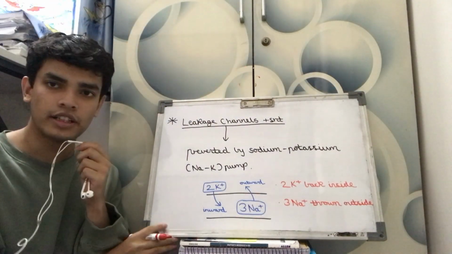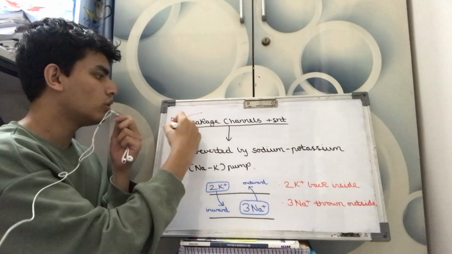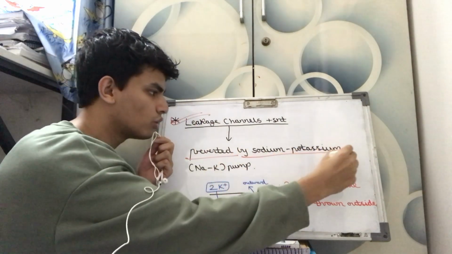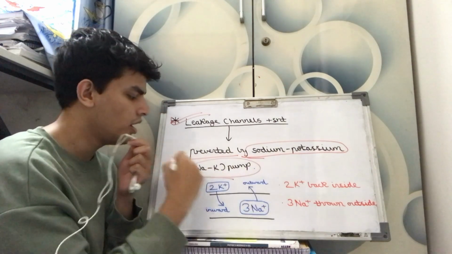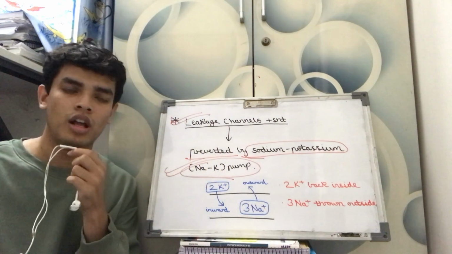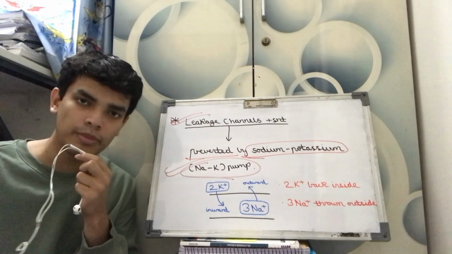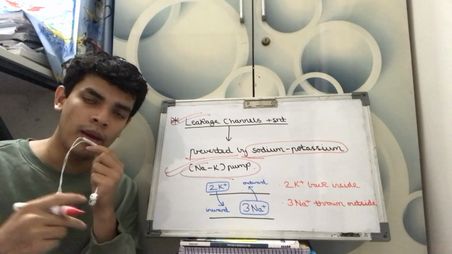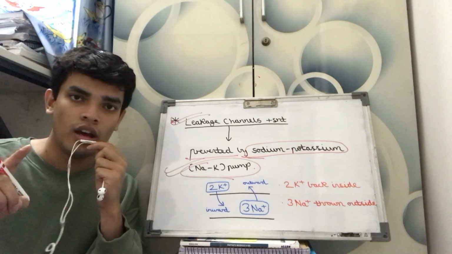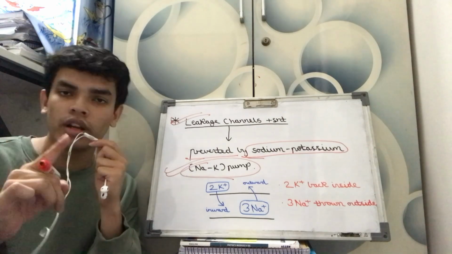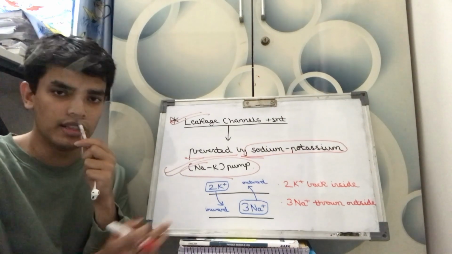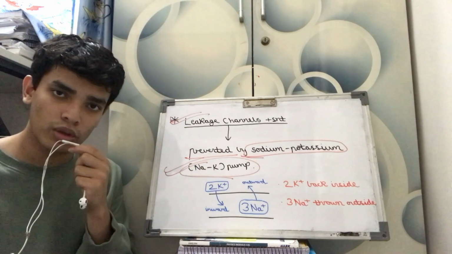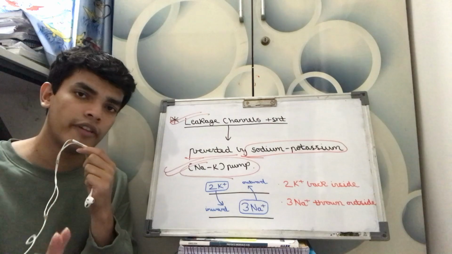Okay, I hope you can see it. So we know the leakage channels are present and K plus is going out, so it is prevented by the sodium potassium pump. Very, very important. There are 1,000 questions which can be formed on this topic, but if you ask me the one question that will come from this topic, it will be this: the sodium potassium pump. So what is the sodium potassium pump? It is used to prevent the leakage.